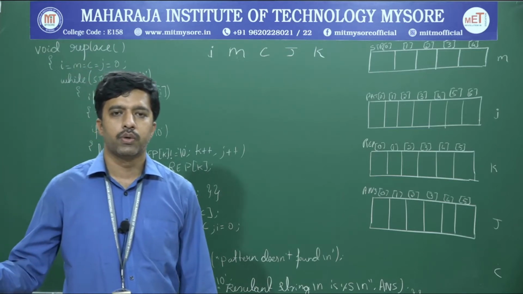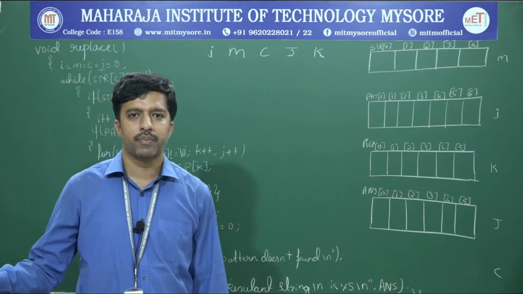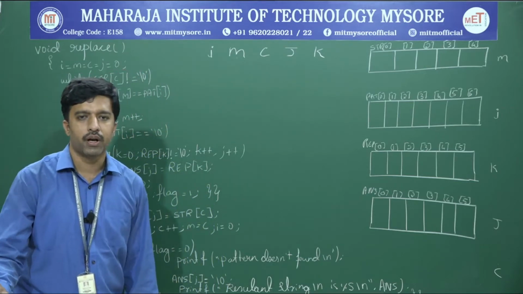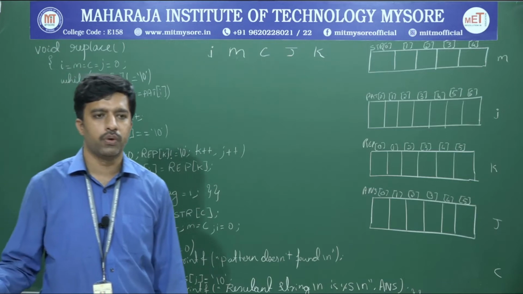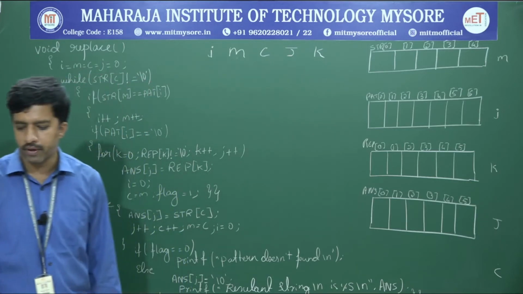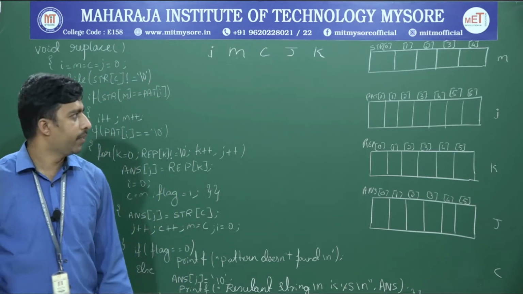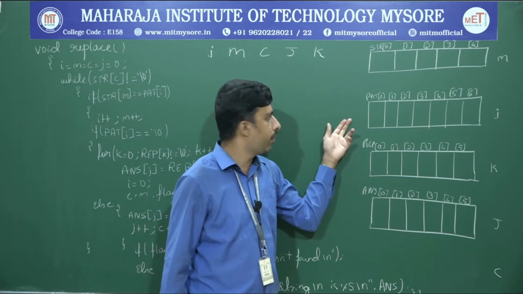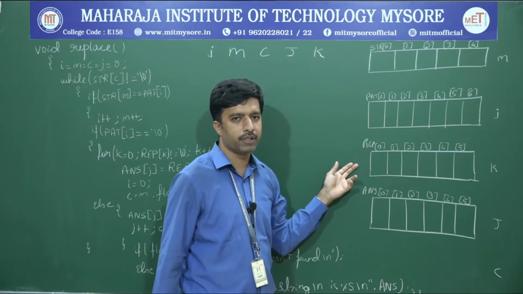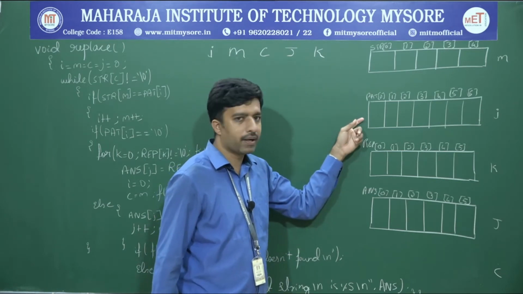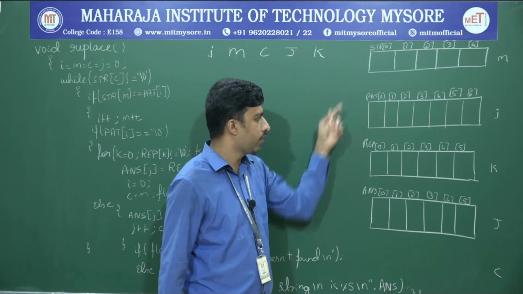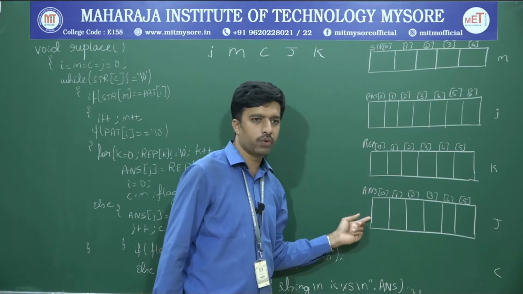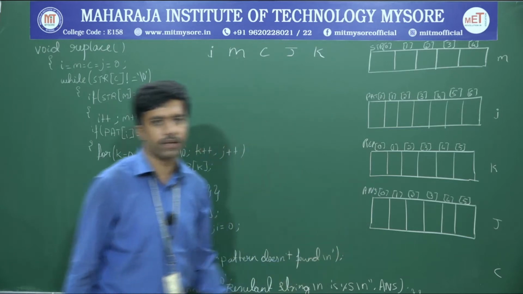Good morning. Today we are going to discuss the second lab set of the data structures subject, that is string operation. The problem statement is like this: read a main string, read a pattern string and read a replacement string. If that pattern is present in the main string, you have to replace that pattern with the replacement string and store it in the answer string, or the final string.